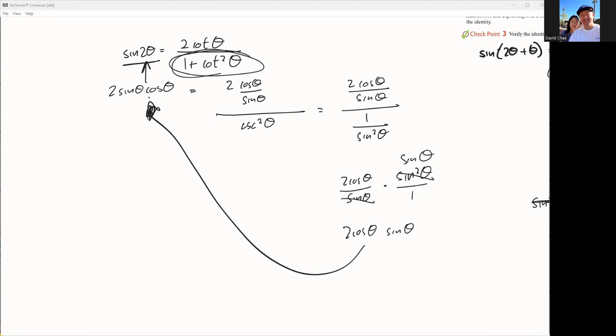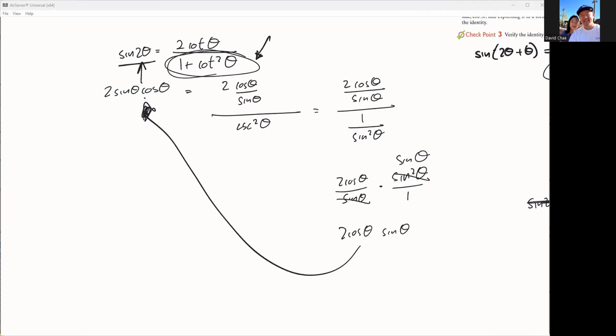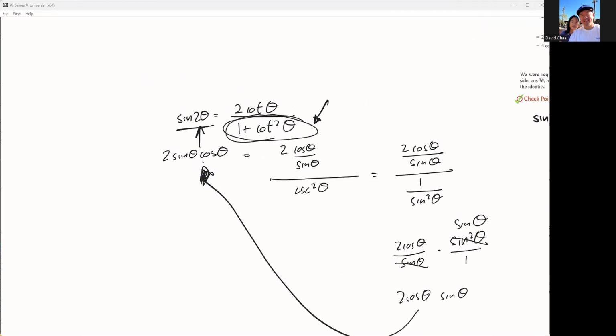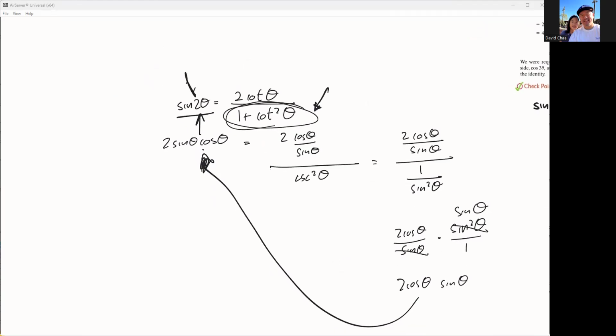You guys have to recognize that this is a Pythagorean identity. You have to recognize that this is cosine over sine. You have to recognize that this is 2 sine and cosine theta. You have to recognize those things. The practice is important.